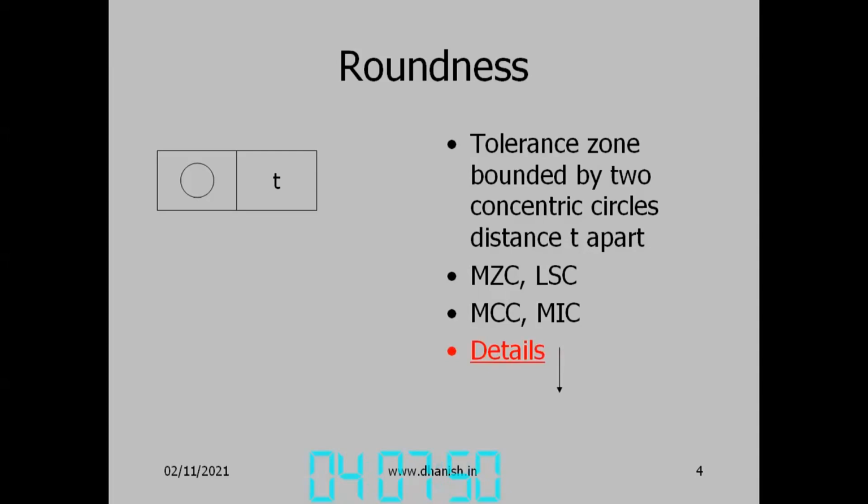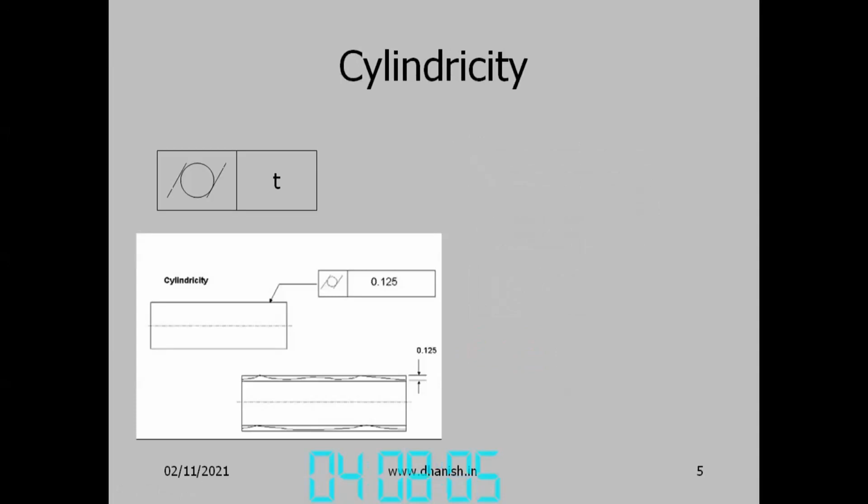Okay, maybe we'll see. I'll skip these details. If not, we'll do it tomorrow. Included in this. Okay, so roundness is that. We have two circles within which the entire surface should lie.